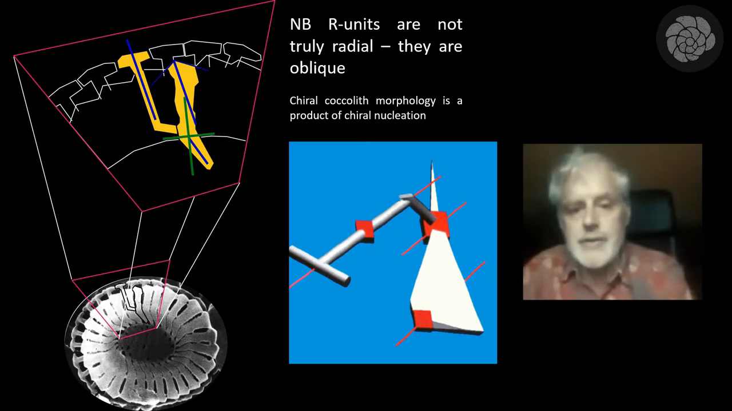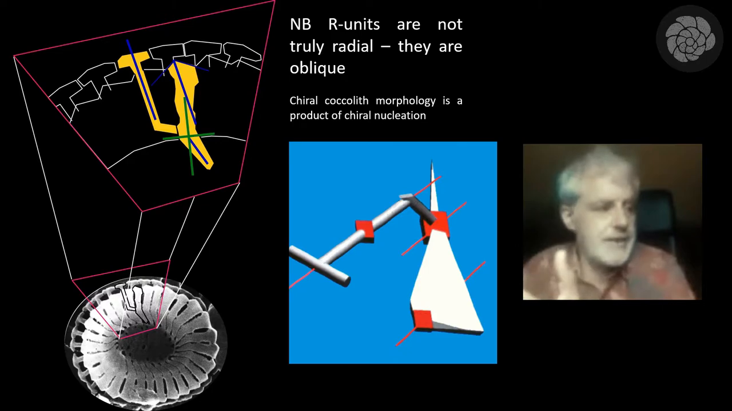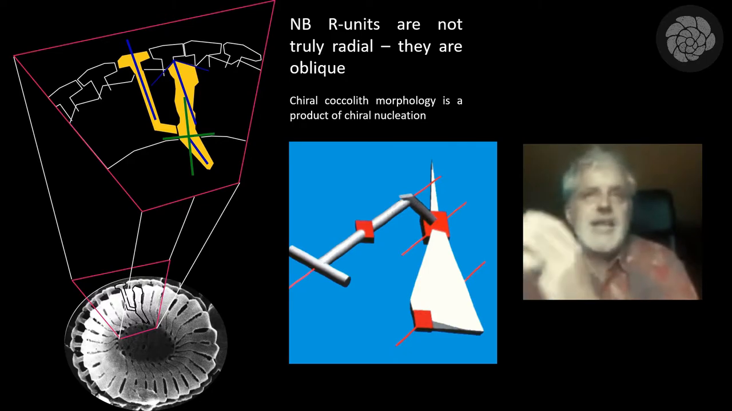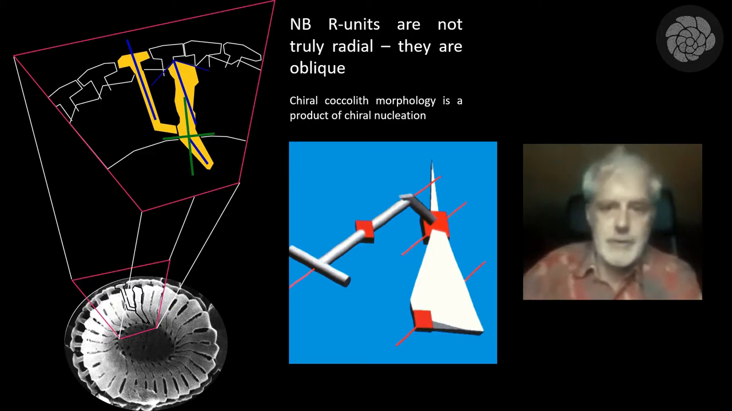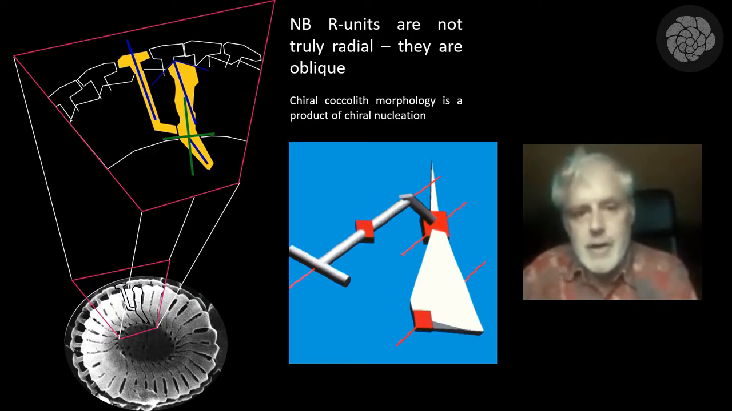Also, on Emiliania huxleyi, another thing to remember: we call them V units and R units, but it's a shorthand. When I say V, vertical, it's more or less vertical. When I say R, radial, it's more or less radial rather than absolutely radial. In fact, the R units particularly are actually more oblique than radial. You can see them here.